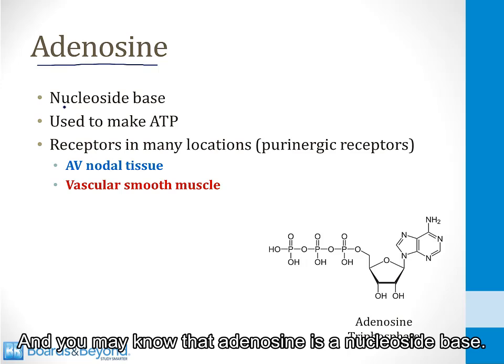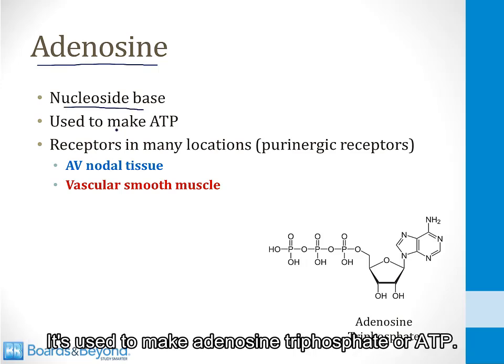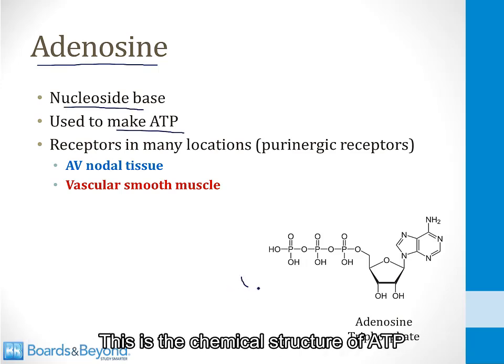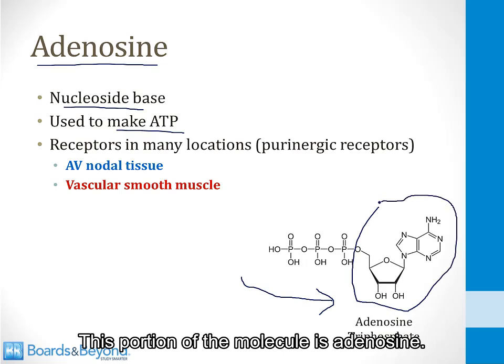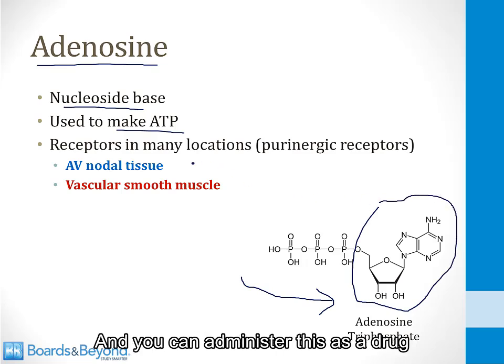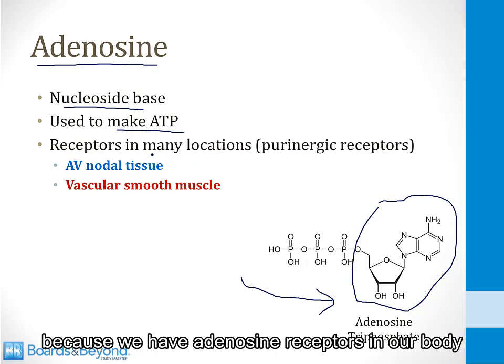And you may know that adenosine is a nucleoside base. It's used to make adenosine triphosphate, or ATP. This is the chemical structure of ATP shown at the bottom right side of the screen. This portion of the molecule is adenosine. And you can administer this as a drug because we have adenosine receptors in our body in many locations.